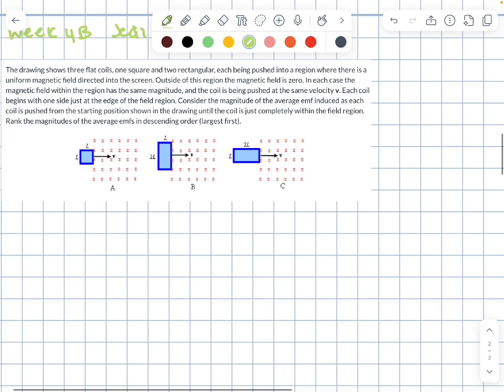This is week 4B, and we're going to go over the first problem in our Wiley Plus set this week, which states, the drawing shows 3 flat coils, 1 square and 2 rectangular, each being pushed into a region where there is a uniform magnetic field directed into the screen. Outside of this region, the magnetic field is 0.